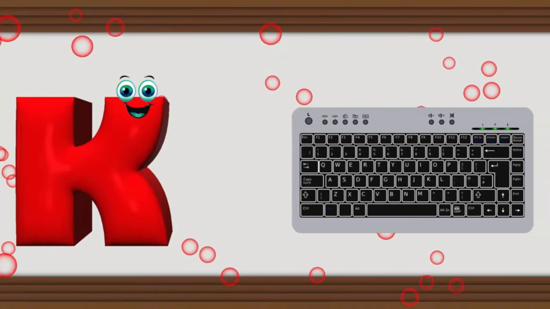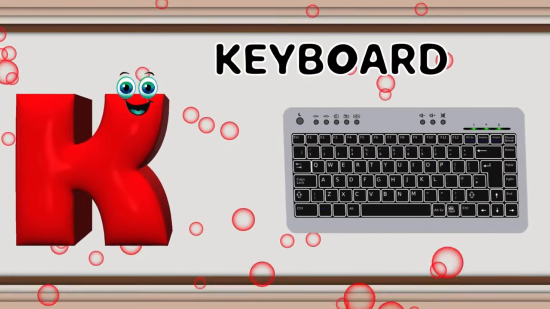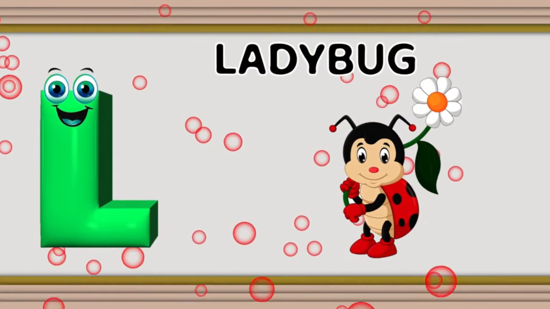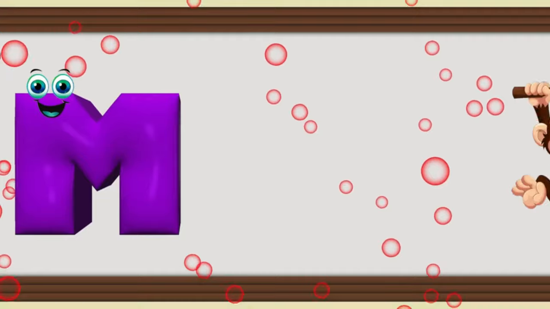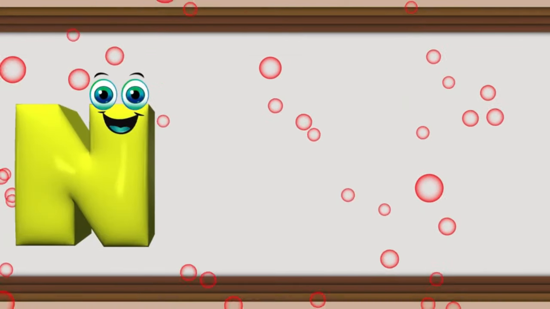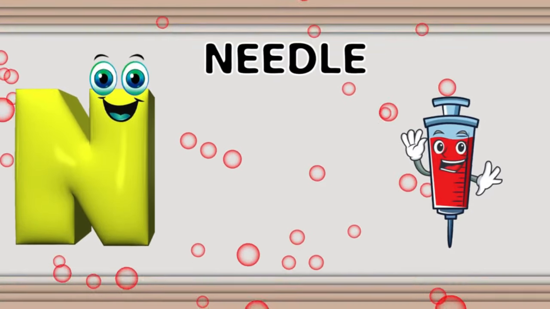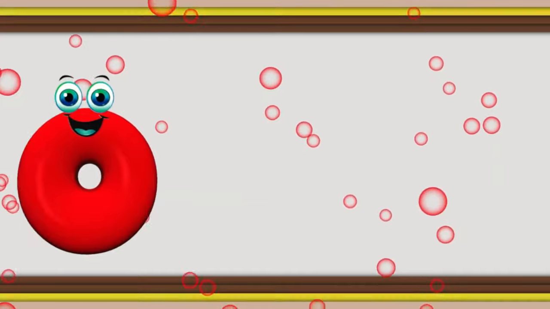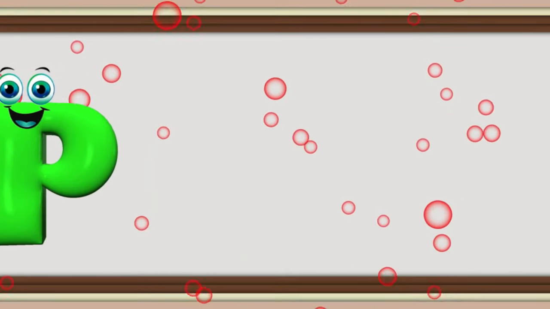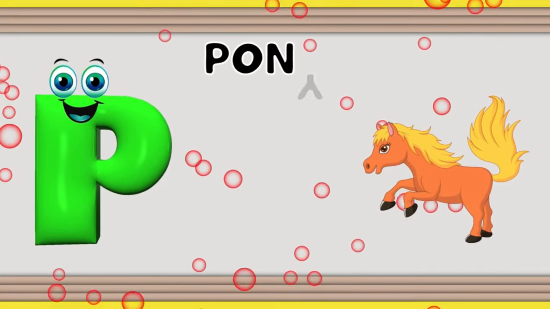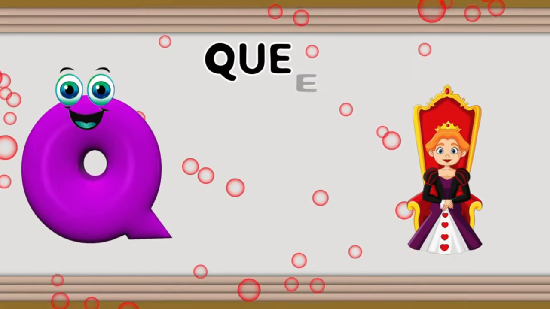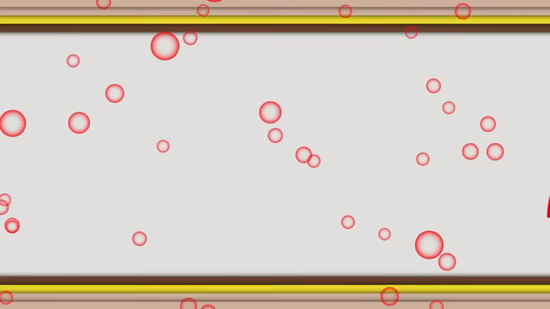K is for keyboard. L is for ladybug. M is for monkey. N is for needle. O is for orange. P is for pony. Q is for queen.